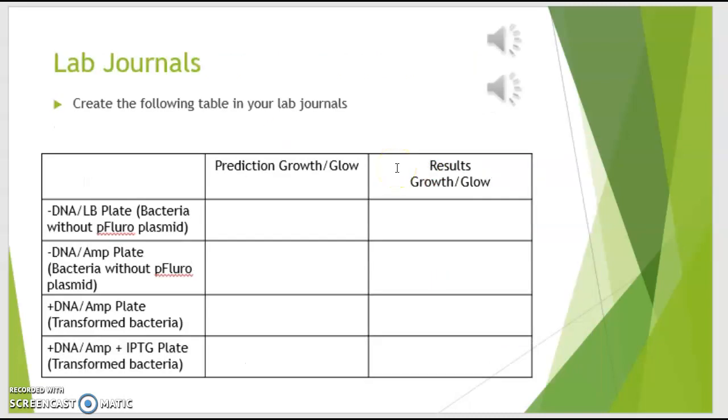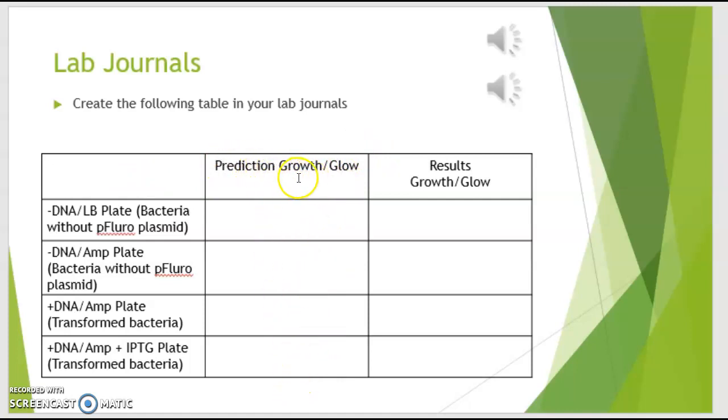This table is important. I want you to put it in your lab journal, even though we're not going to be able to do the experiment itself. This table is really important in understanding how this all works. This first column is explaining what you put on a plate, and then you're only going to be filling out this prediction column for now.